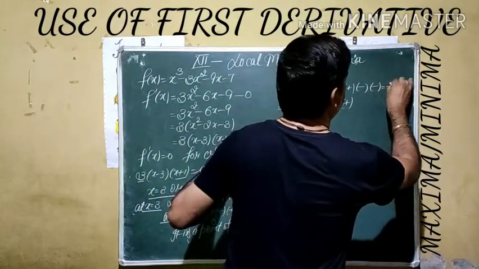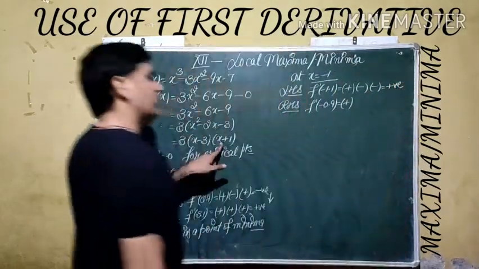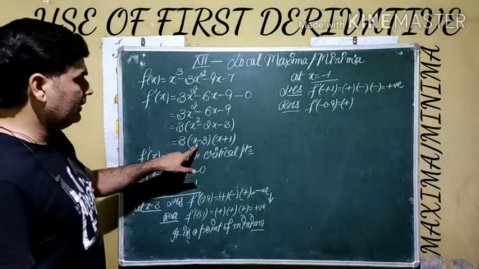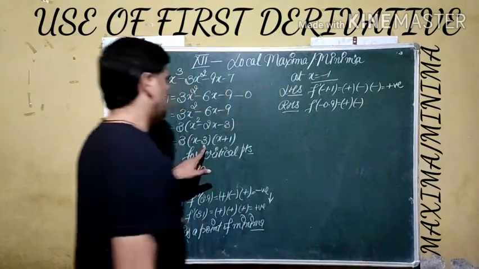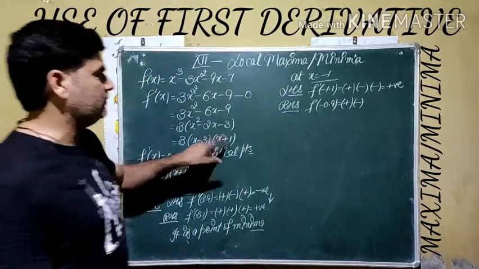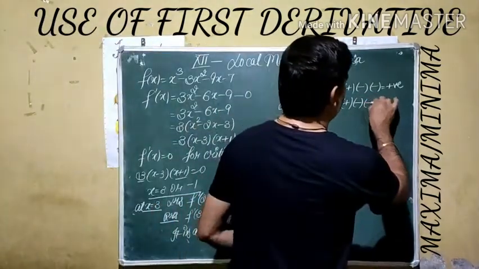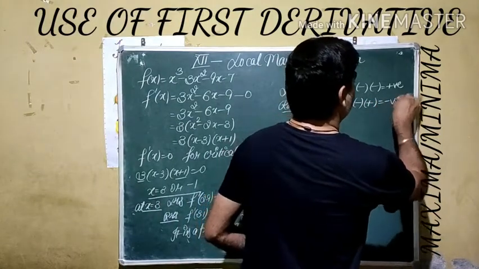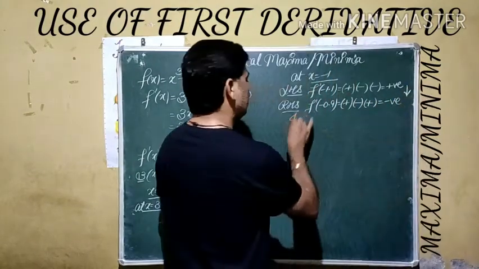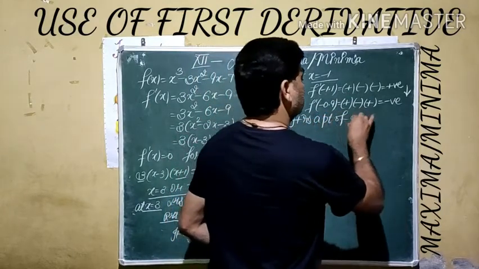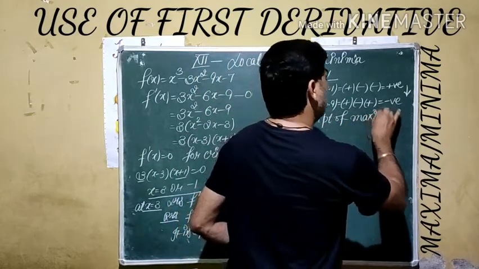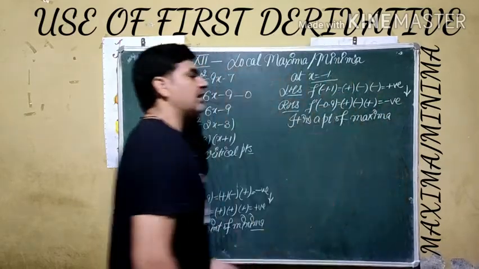So overall the sign becomes positive. If you use minus 0.9 with minus 3, it becomes minus 3.9. If you use minus 0.9 plus 1, positive 0.1, so overall the sign becomes negative. Change of sign, so it is a point of maxima. So at this point, when x is equal to minus 1, we get the maximum value.